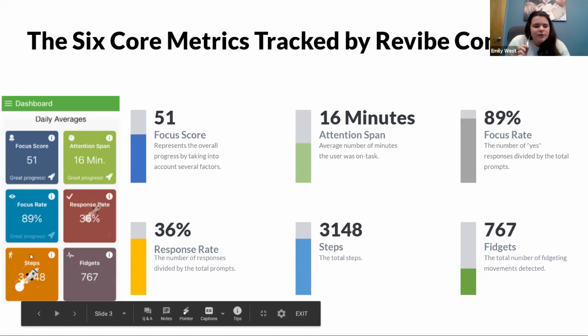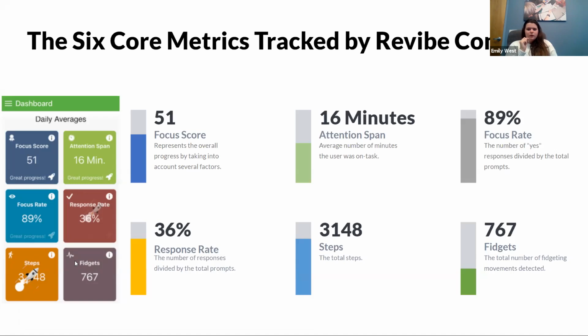Then we've got steps, which we all know, if you use a Fitbit or your phone tracks your steps as well, just a basic step tracker. And then the fidgets, those are calculated based off of the machine learning that is incorporated in the Revibe. It can tell the difference between normal movements that are expected during a classroom setting, like sitting in your chair, not moving, being still, writing, hand raising, just normal walking, expected academic behaviors. Those are not counted as fidgets.